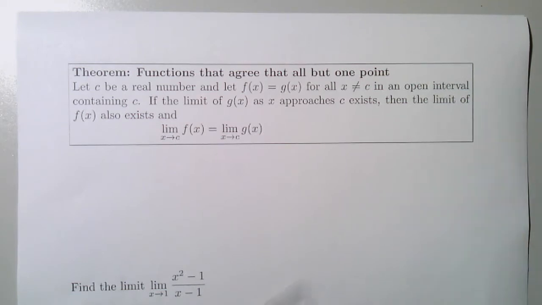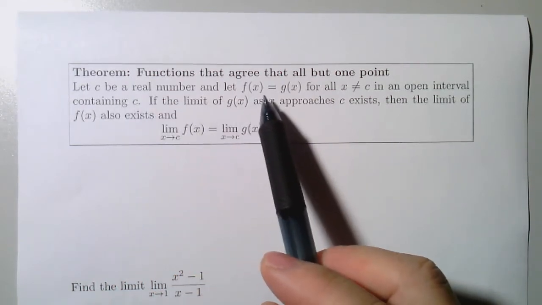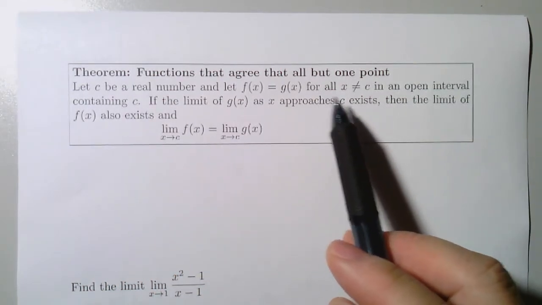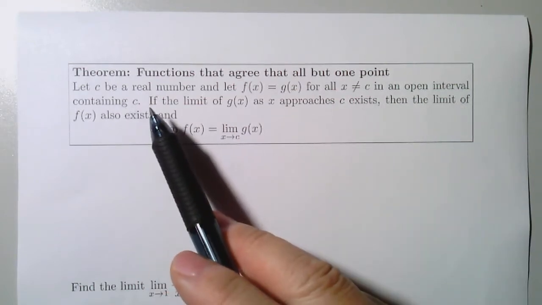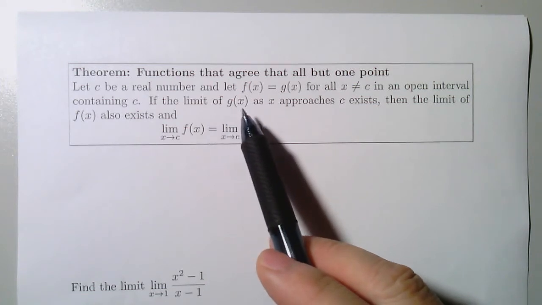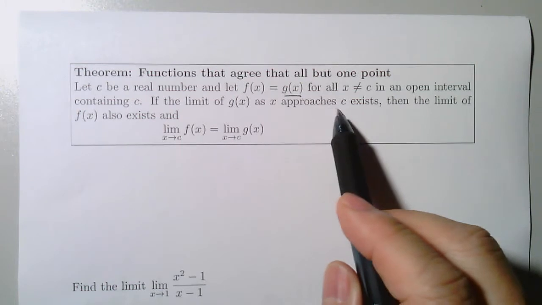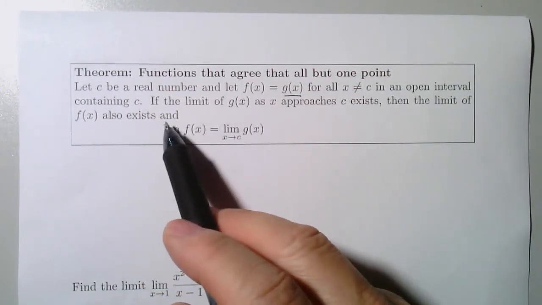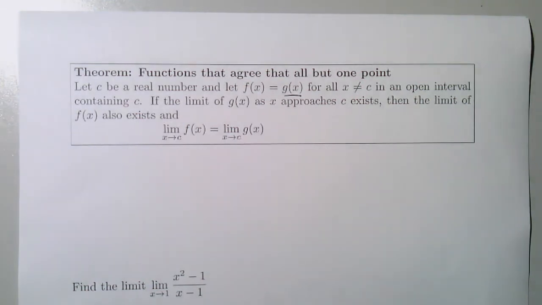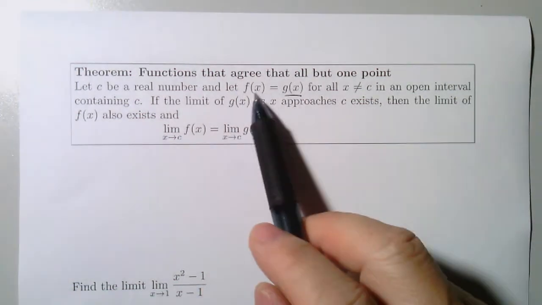That theorem says: let c be a real number, and f(x) equal g(x) for all x not equal to c in an open interval containing c. If the limit of g(x) as x approaches c exists, then the limit of f(x) also exists, and their limits must be equal. Okay, so it sounds pretty easy.